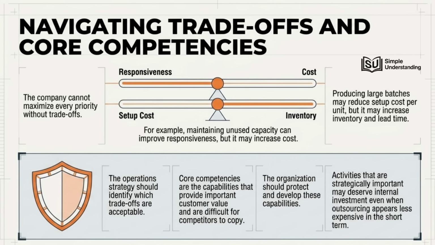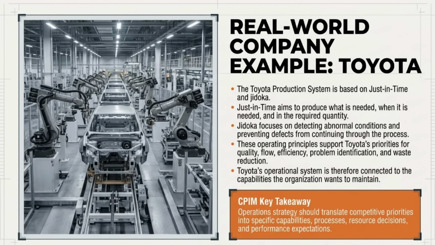Real-world company example: Toyota. The Toyota production system is based on just-in-time and Jidoka. Just-in-time aims to produce what is needed, when it is needed, and in the required quantity. Jidoka focuses on detecting abnormal conditions and preventing defects from continuing through the process. These operating principles support Toyota's priorities for quality, flow, efficiency, problem identification, and waste reduction. Toyota's operational system is therefore connected to the capabilities the organization wants to maintain.